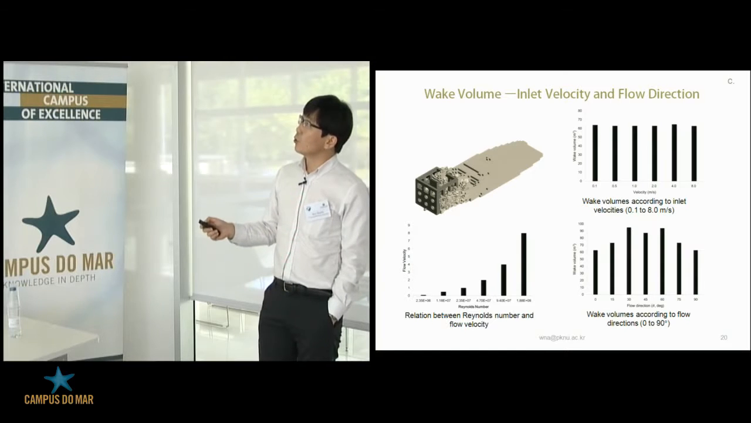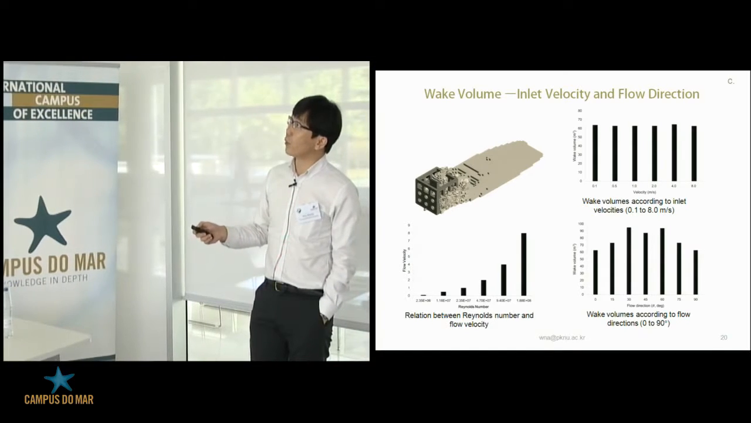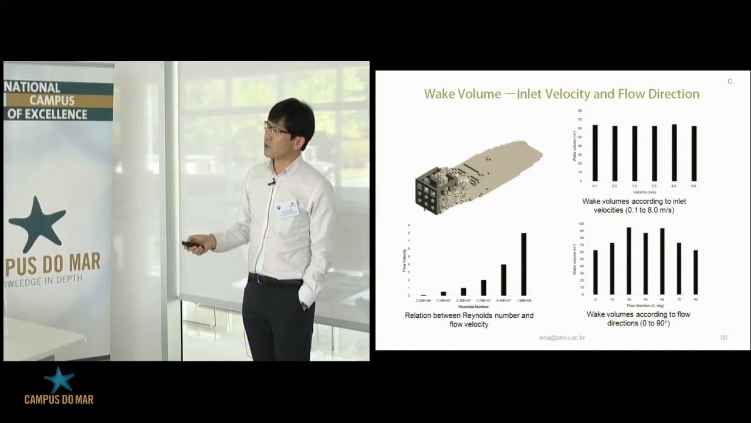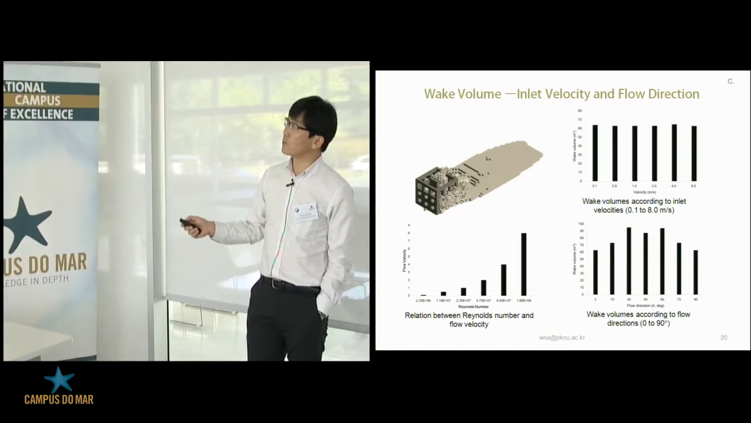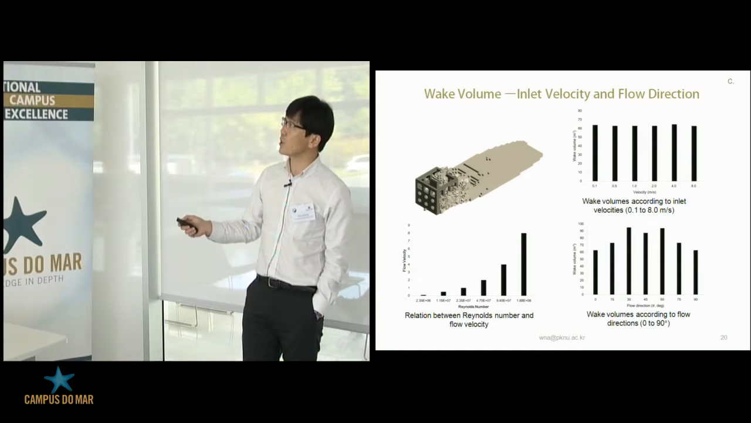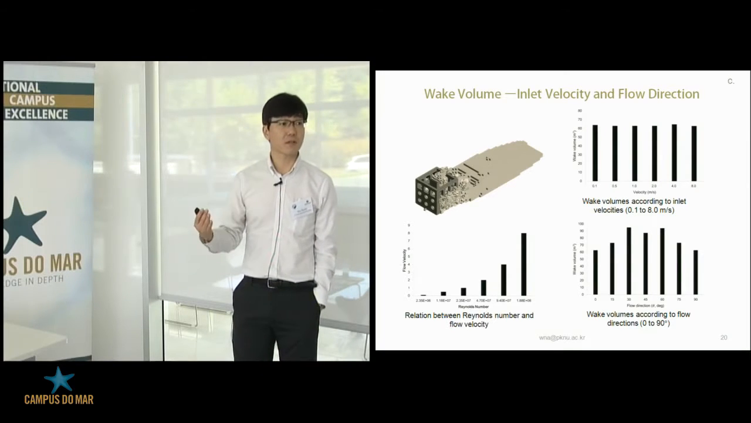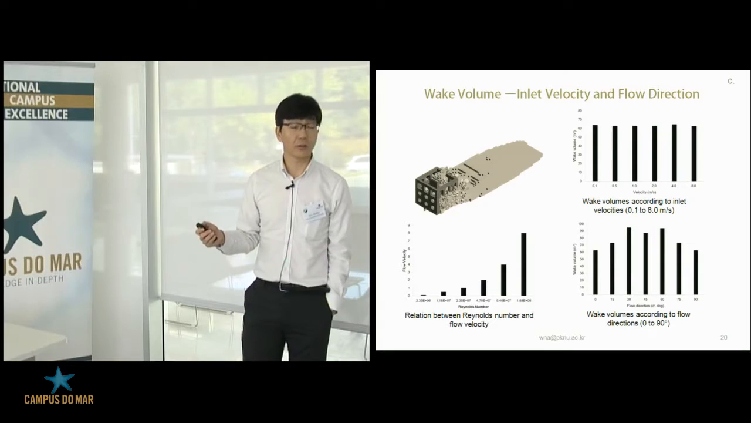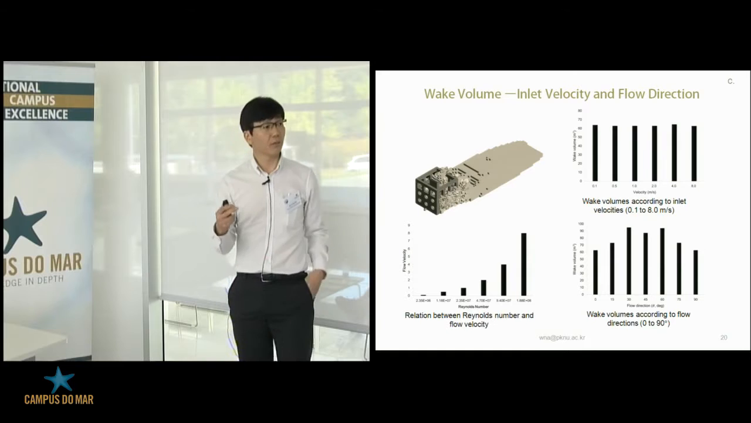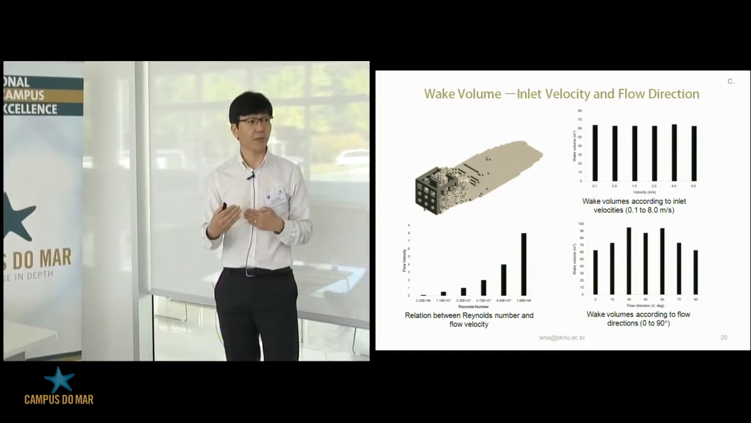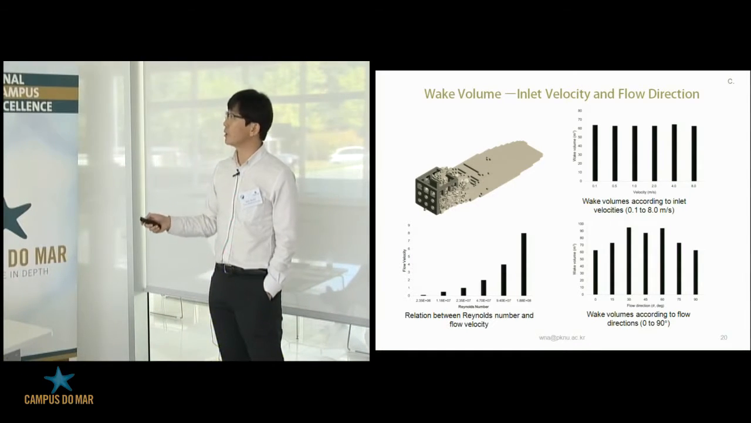And then we investigated wake volume. This shows the Reynolds number and flow velocity relationship, and this one shows wake volumes according to inlet velocity. So we changed the inlet velocity and investigated the difference, but there is no variation at all. And then we also tried to see the effect of the orientation, the flow direction. And as you see, with respect to flow directions, wake volumes fluctuate.